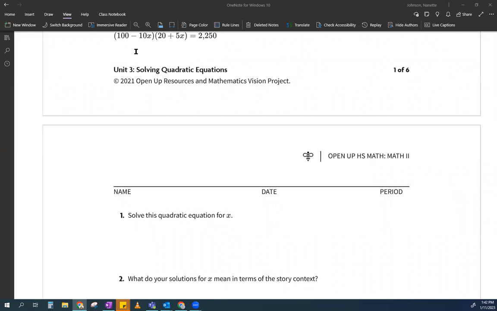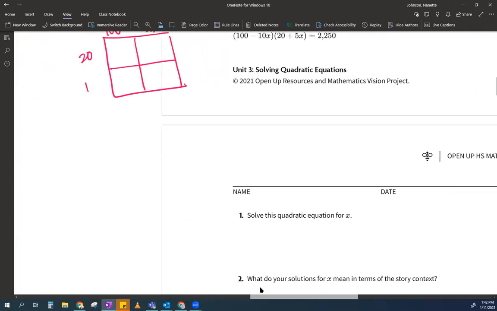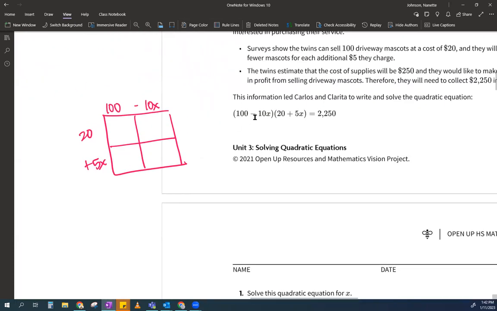So I'm going to use the box because that's my favorite. You guys all know that. So I got 100 minus 10x and 20 plus 5x. And some of you are saying, oh my gosh, Ms. Johnson, these are a little bit backwards. And it's not necessarily true that it's backwards. If you think about the context, it makes sense. This 100 is that 100 driveway mascots at a cost of $20. But then for every 10 fewer, they're getting $5 less. So this is an actual cost that they're looking at, right?